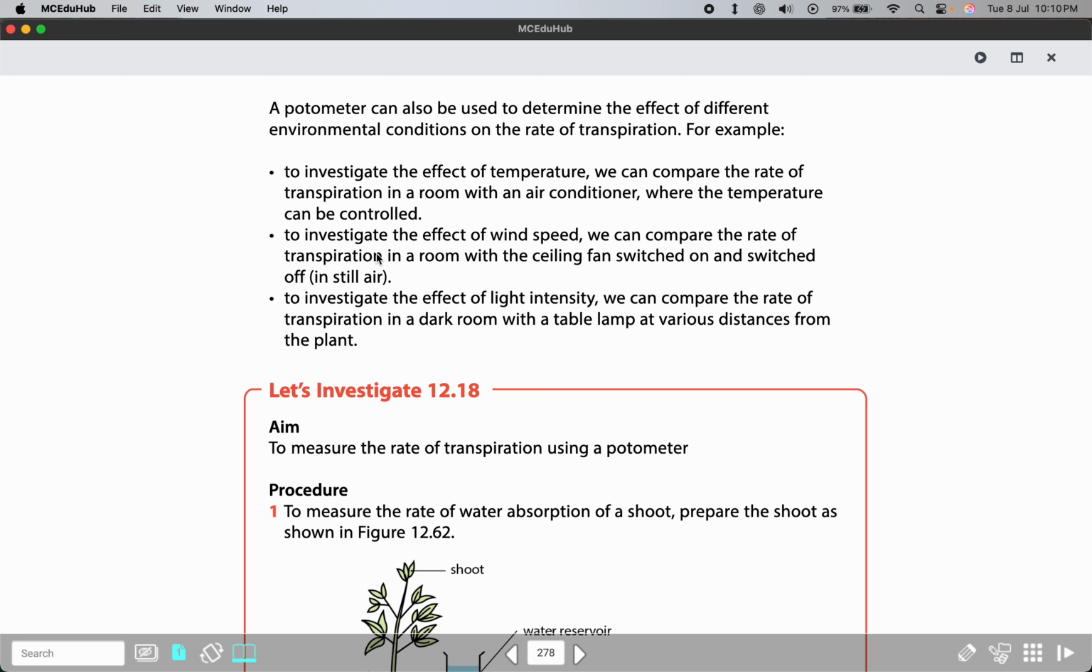You can also investigate the effect of wind speed, which we'll talk about later also, because these 3 factors: temperature, wind speed, and line of sight, are all factors that can affect the rate of transpiration.